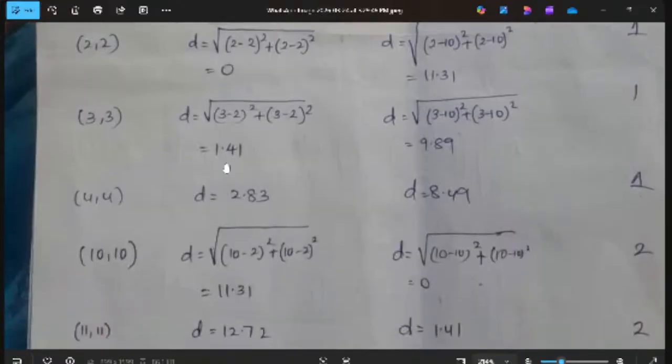Coming to this 3, 3. What is the smallest distance? 1.41. 1.41. What is the centroid here?